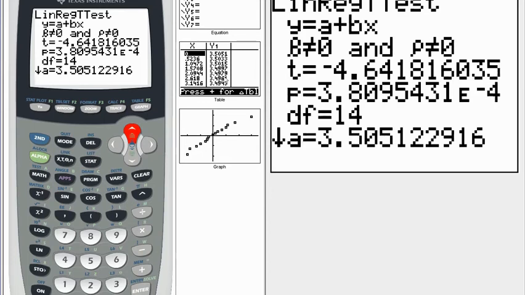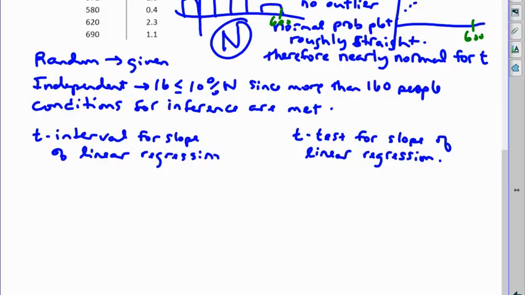So I have a lot of information that came out of that LinRegTTest. And because that p-value is so small, that is evidence that I would reject my null, and I have evidence of a linear relationship. That was supported by our interval, wasn't it? Because our interval also did not have 0 captured between the endpoints.